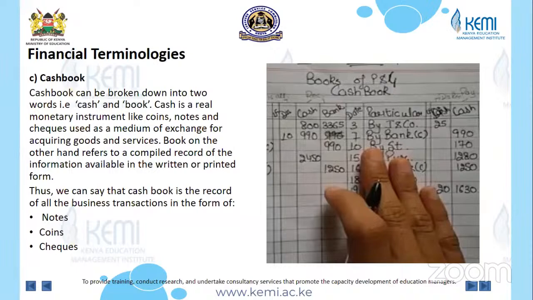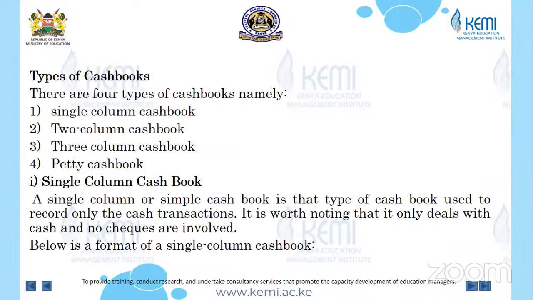We are saying that there are four types of cash books, namely: the single column cash book, the two column cash book, the three column cash book, and the petty cash book. When we look at the single column cash book, it records only cash transactions.